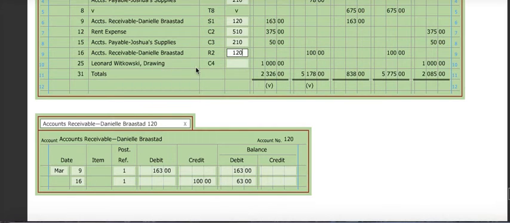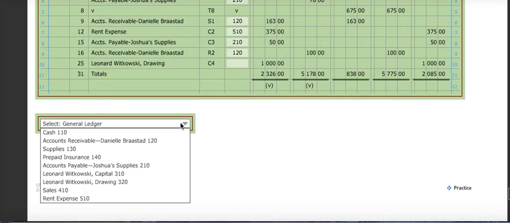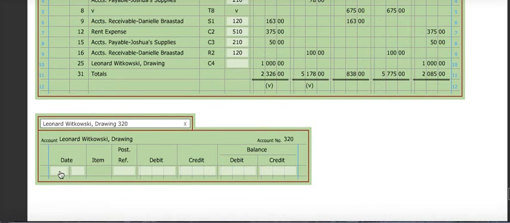And the last transaction, Leonard Witkowski Drawing. So find Leonard Witkowski Drawing. He's account number 320, on March 25th. From journal page number 1, he debited $1,000. Nothing else to happen here. There's no math to be done, so bring over that $1,000. And the last thing is I need to put my 320, which is my account number, under my post ref box.